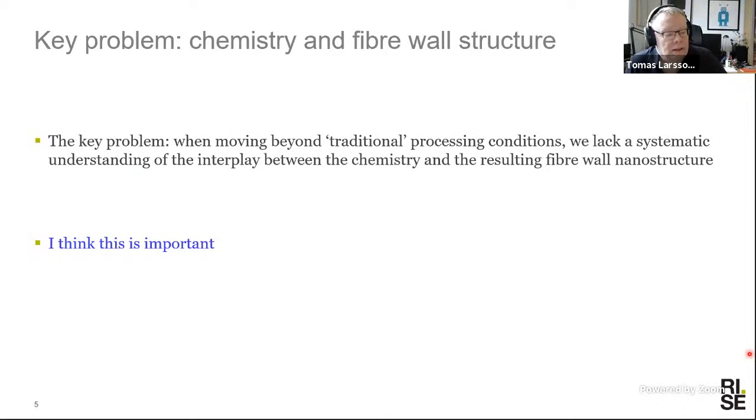But in retrospect after this, there is something that came to my mind, that came up to the surface as a result of this, and that's what I would call the key problem. And that is when we move beyond traditional processing conditions, we actually lack a systematic understanding of the interplay between the chemistry we use during the processing and the resulting fiber wall nanostructure. And I think this is an important generic question that stuck with me from the work that we did.